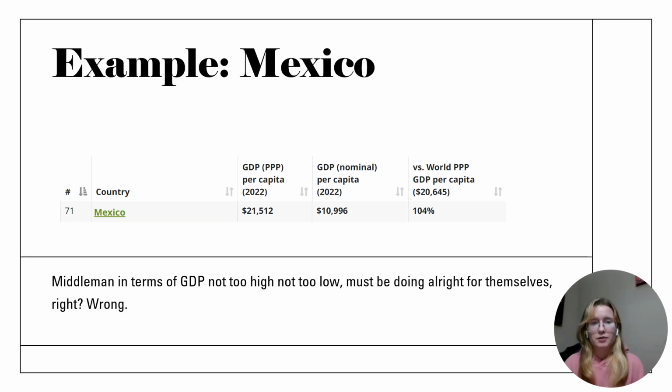So let's look at an example here. So if we look at Mexico, it's number 71 on the list. So it's kind of the middleman here with a GDP per capita of $21,000. So it shouldn't be too high or too low, so they must be doing all right for themselves, right?